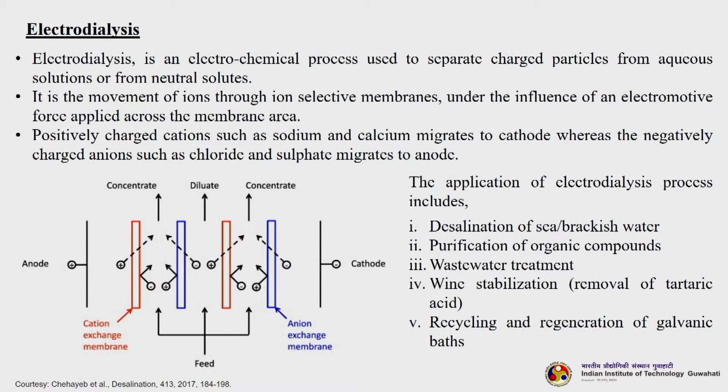So, positively charged cations such as sodium and calcium migrate to the cathode, whereas negatively charged anions such as chloride and sulfates migrate to the anode. So, please see this particular figure or the schematic here. You can see there is an anode here, there is a cathode here, and in this figure we can see 4 different types of membrane. The red one is the cation exchange membrane, and the violet one is the anion exchange membrane.